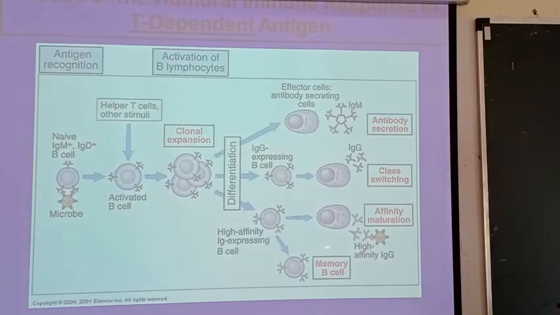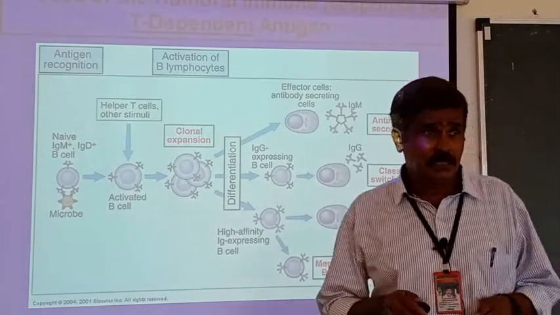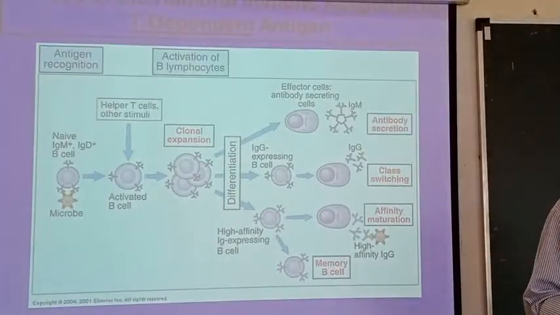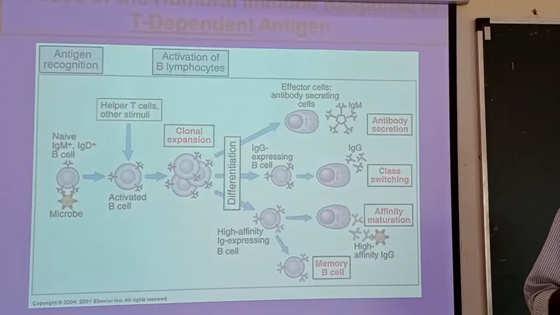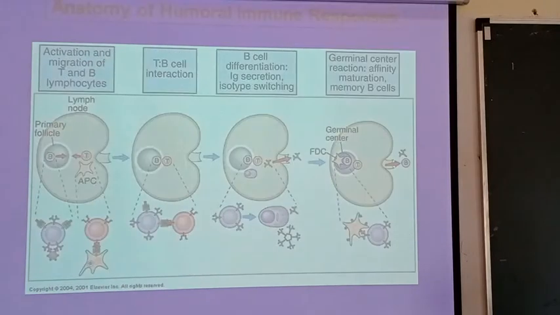Simultaneously, the memory cells are generated. This is very important. Memory cells mean that when you are infected a second time with the same antigen, that is called a secondary immune response. There will be no delay before a peak period, because they immediately start the production of the antibodies.